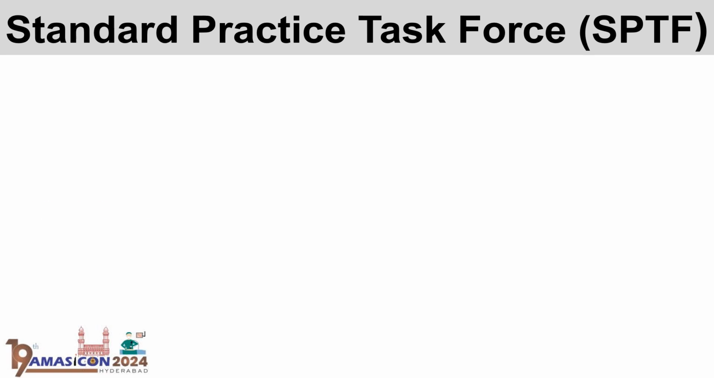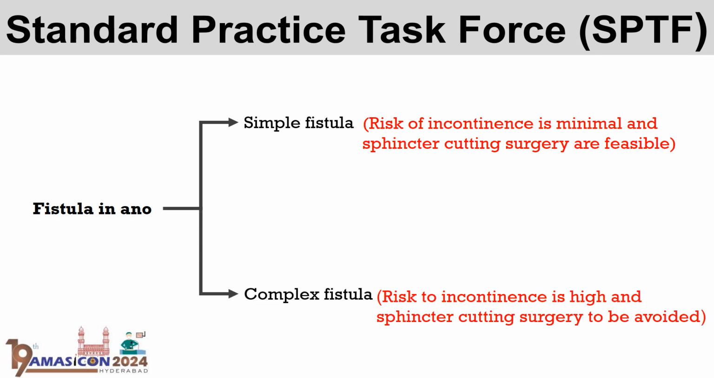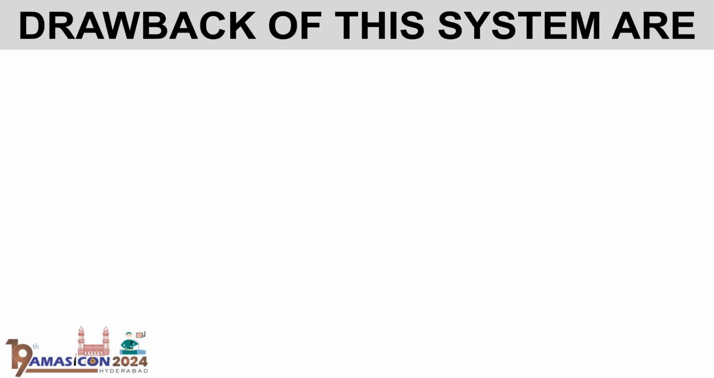Standard practice task force has given a very simplified fistula classification. Simple fistula are those where fistulotomy has a low risk of incontinence, and complex are those where the risk of incontinence is high. The purpose is very simple: make a better surgical decision so that we can do the fistulotomy which has the best result, and if the risk of incontinence is high, keep it as complex and prefer going for sphincter preserving surgery, where we can expect the risk of incontinence is low but recurrence is high.